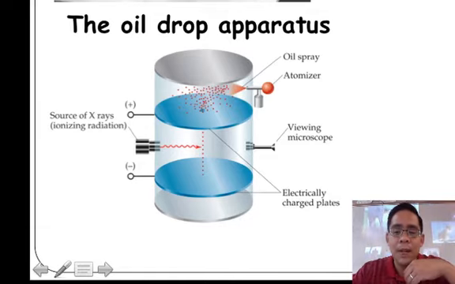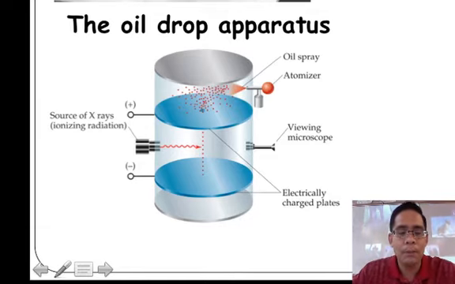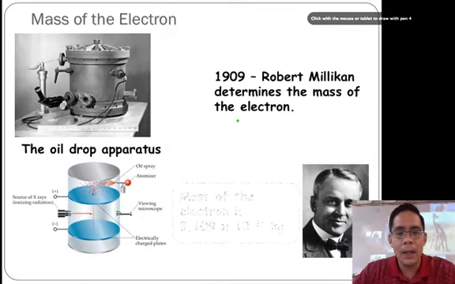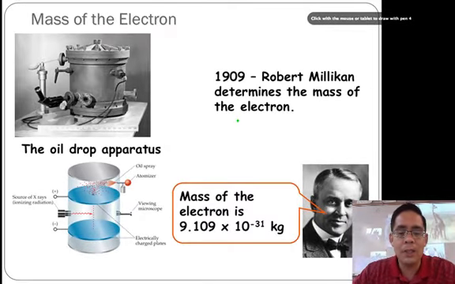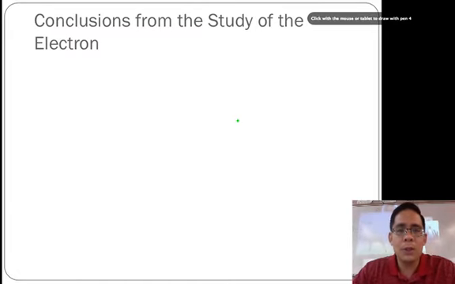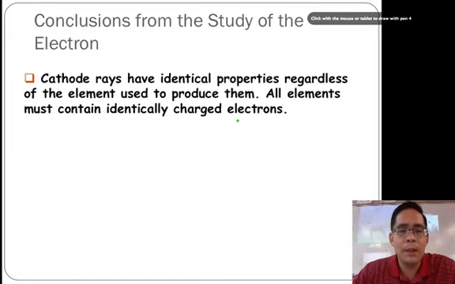He was able to figure out the mass of the electron. So once you knew the charge, then you could figure out the mass. So that was the hard part, and he figured out the charge, which then allowed us to figure out the mass. And so then the mass of the electron turned out to be really, really small, 9.109 times 10 to the negative 31 kilograms.